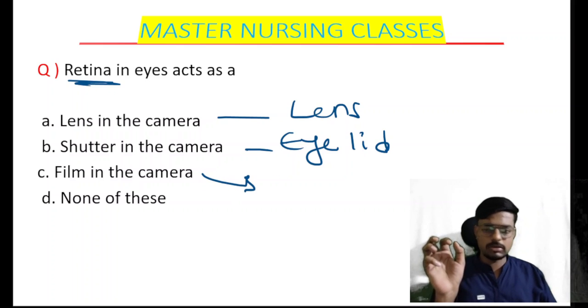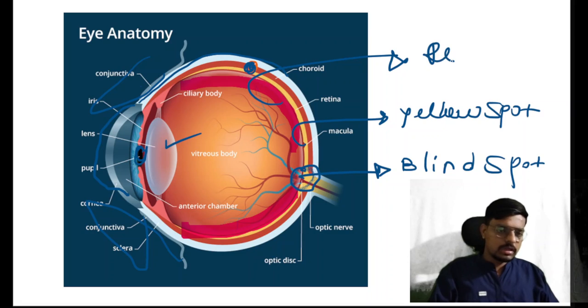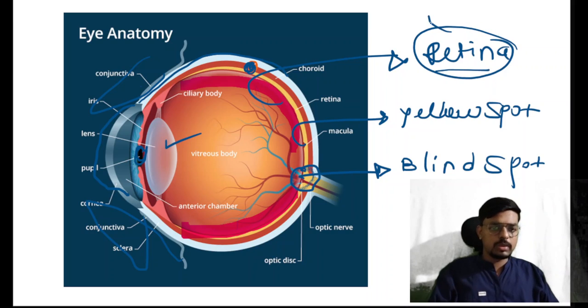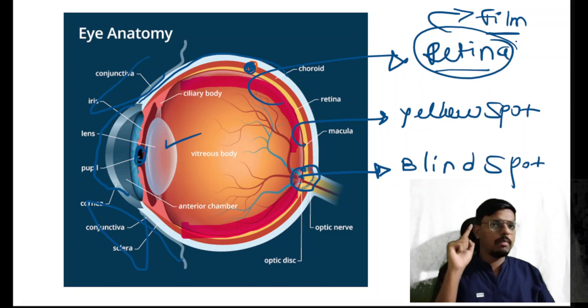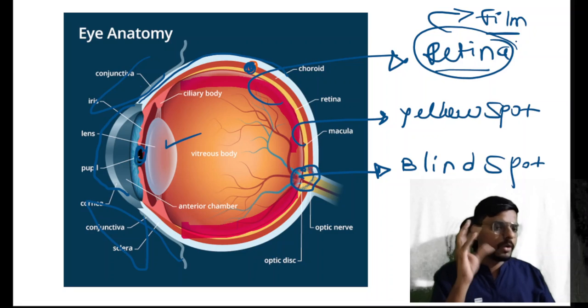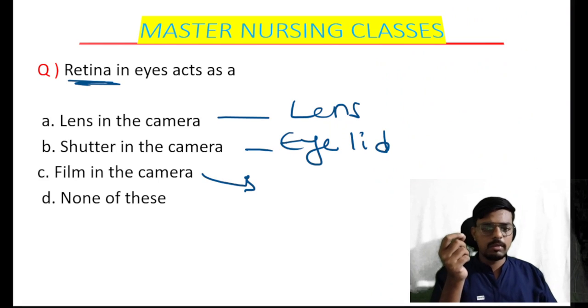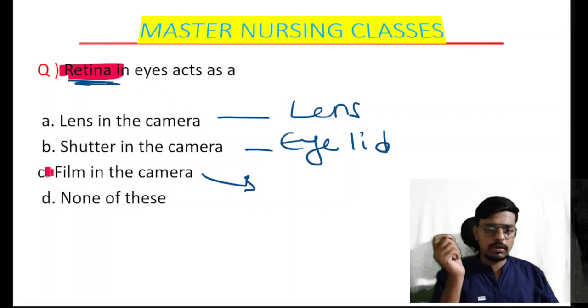Okay, film in the camera. Students, remember that this inside layer is our retina, the sensory neuronal layer of the eye. On this the film focuses, and this gives perception of the images to the occipital lobe of our brain. So this creates the image. Because of that, the retina in the eye is compared to the film in the camera.